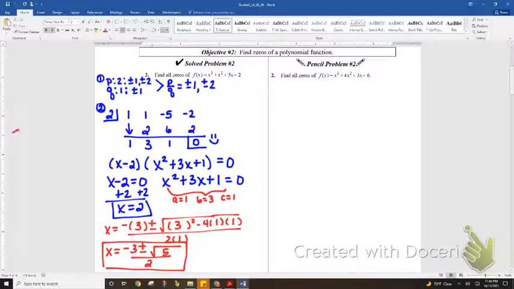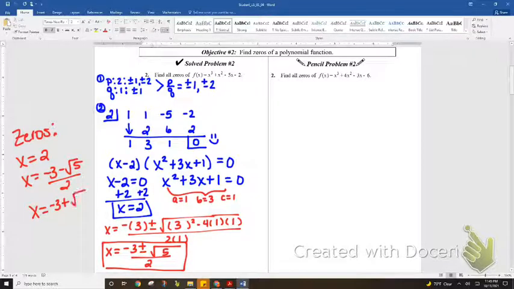So, just to kind of put it together here, our zeros are going to be x equals 2, x equals 3, negative 3 minus the square root of 5 all over 2, and x equals negative 3 plus the square root of 5 all over 2. And so there are the zeros of this problem.